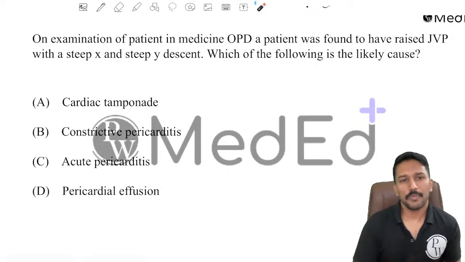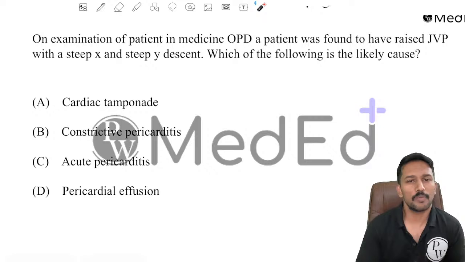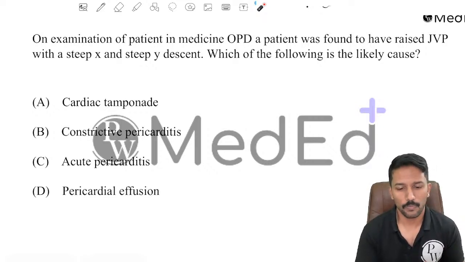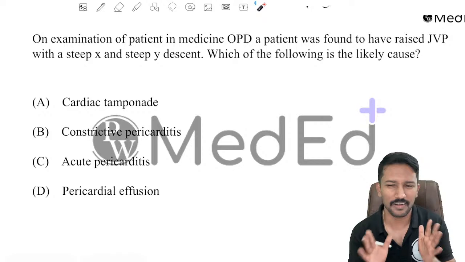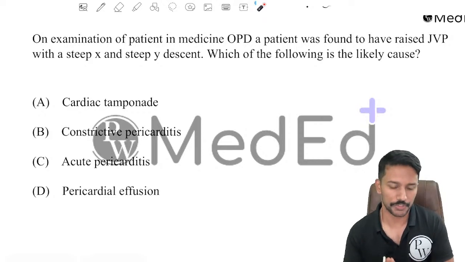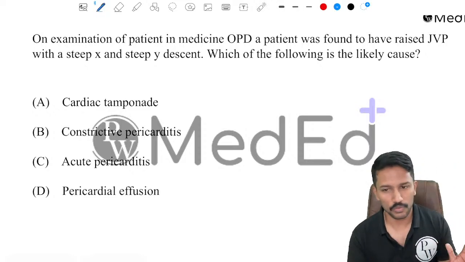Okay. On examination of a patient in medicine OPD, a patient was found to have raised JVP with a steep X and Y descent. Which of the following is the likely cause? Okay. First, rule out some unrelated options, and then we will come to the key point that we should learn from this question. Now, simple acute pericarditis doesn't do anything to JVP, right?